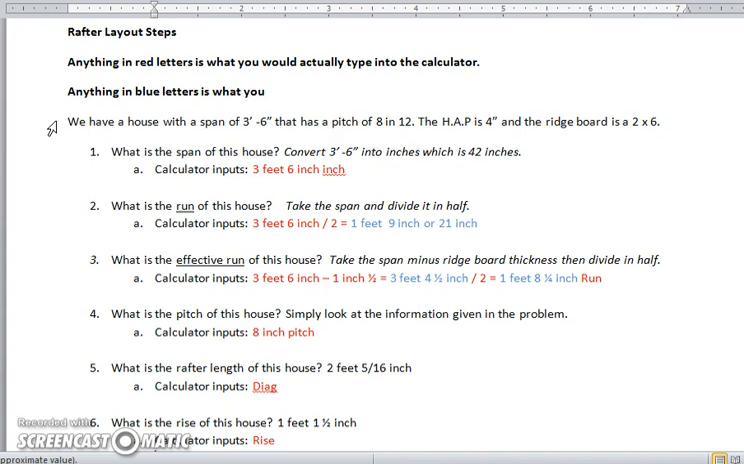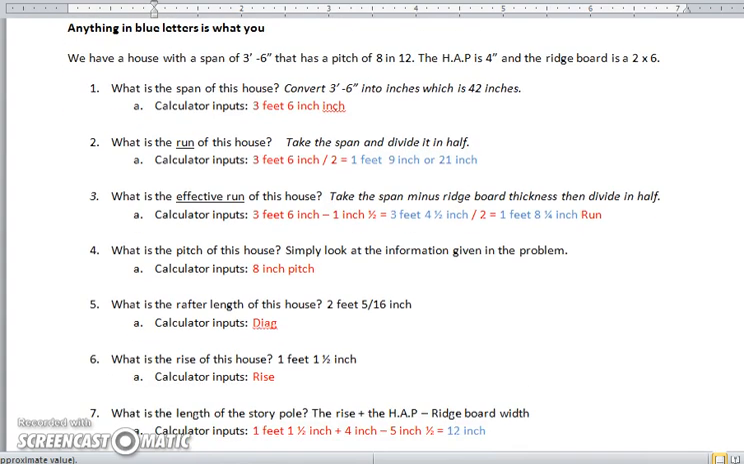This is actually a really easy question. The span of the house is given to you here in the problem. The span is 3 feet 6 inches. Typically, you would convert this 3 feet 6 inches into 42 inches. In order to do this, you have to have a construction calculator. Your calculator input for converting 3 feet 6 inches into 42 inches would be press 3, press feet, press 6, press inch. After you do that, you're going to press the inch button again, and it will convert it over to inches for you. You would then enter that for number 1.